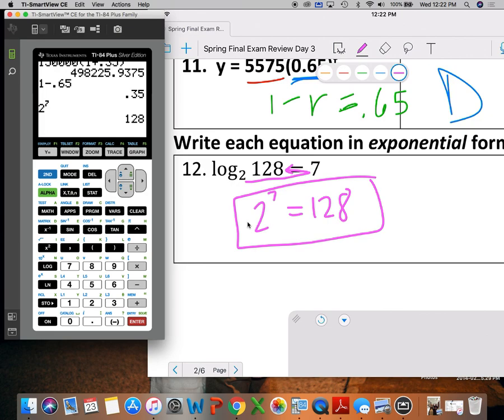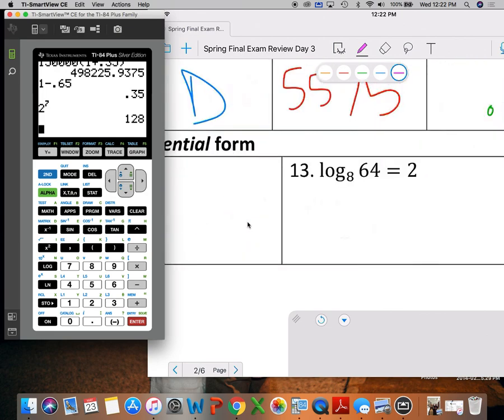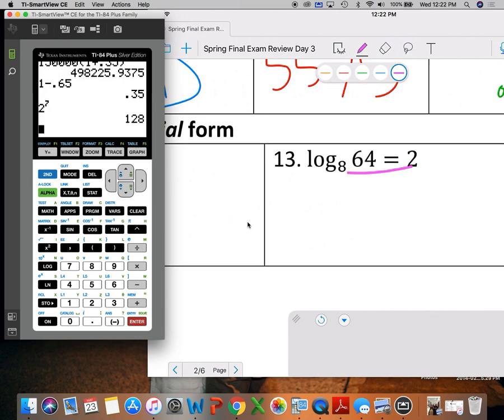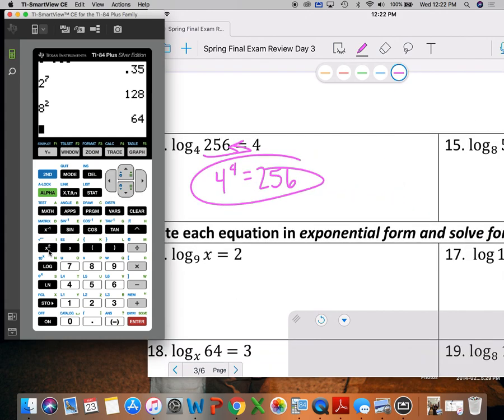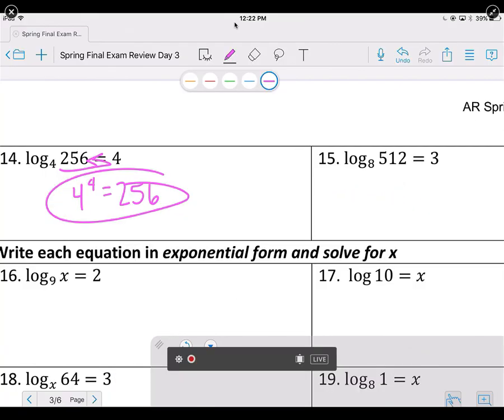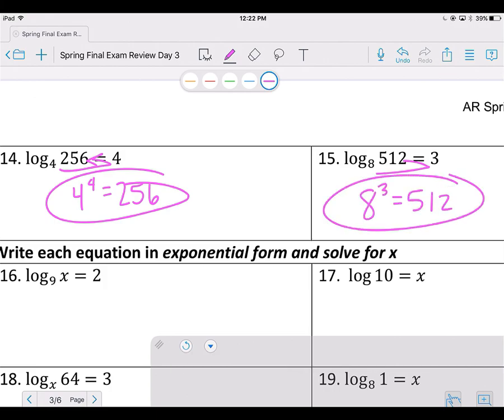This is exponential form because you have an exponent. So for this problem, we start out at 8 and go to 2, cross the equal sign, and go over to 64. And a quick check reminds us that 8 squared is 64. Still going in exponential form, 4 to the 4 equals 256. And 8 to the 3 equals 512.